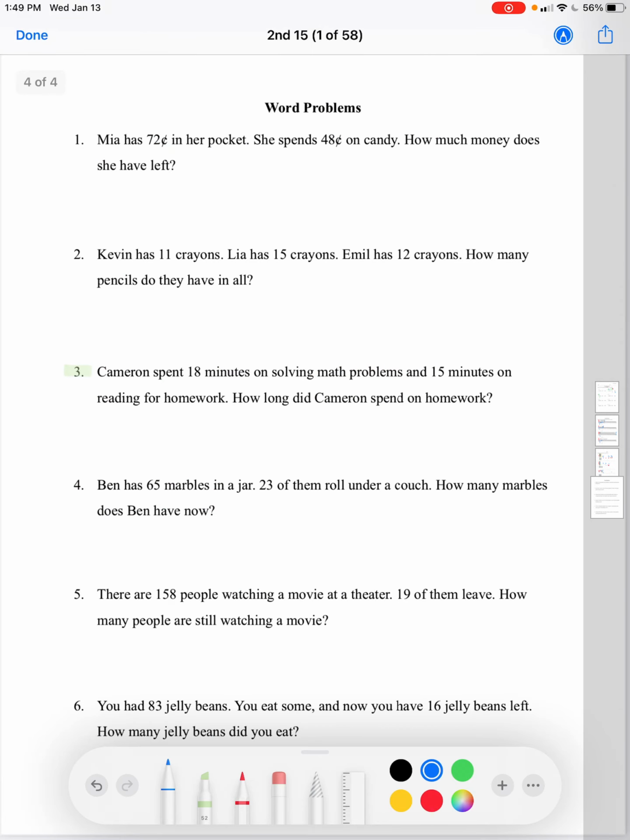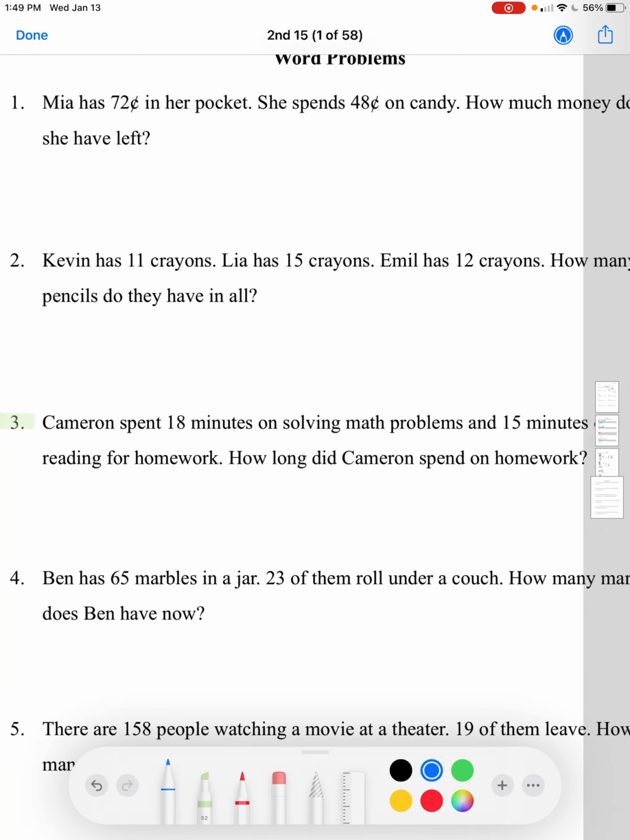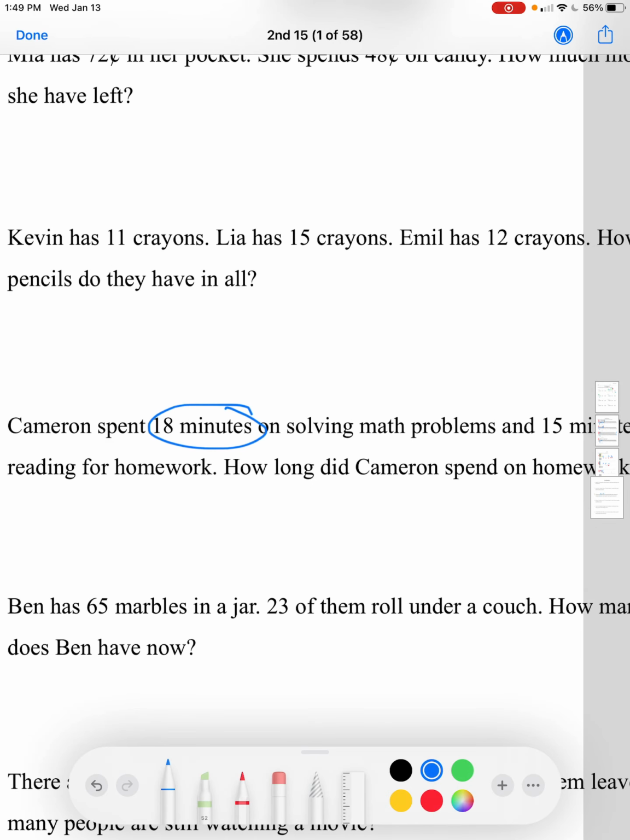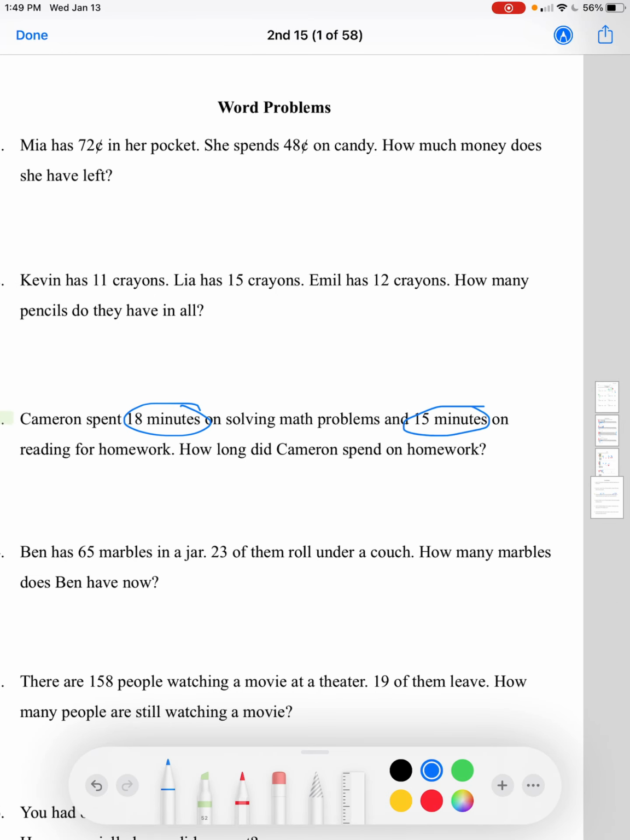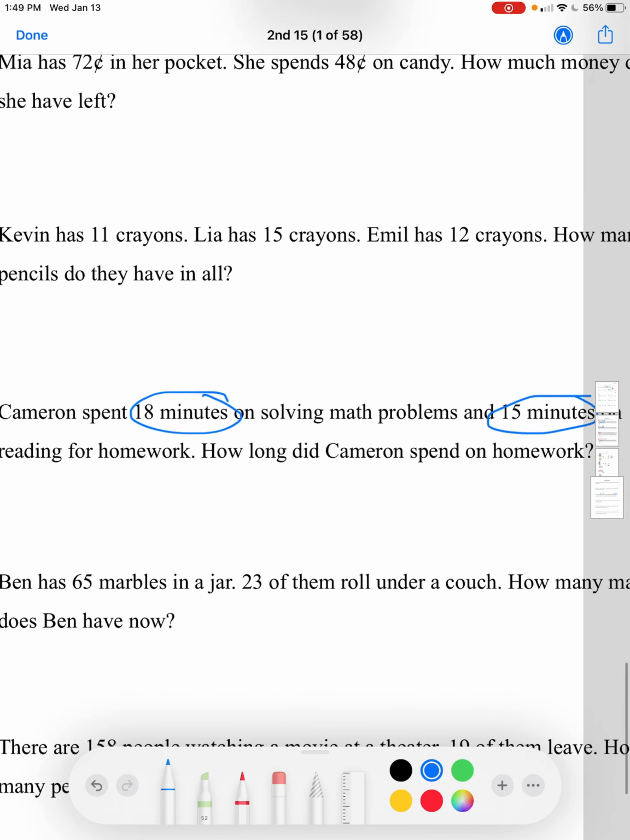And we'll move on to word problems, our last section. Let's do number 3. Cameron spent 18 minutes on solving math problems and 15 minutes on reading for homework. How long did Cameron spend on homework? So let's circle the math parts of the question that were given. So Cameron spent 18 minutes on math problems and 15 minutes on reading. So if you want to find out the total amount Cameron spent on homework, we're going to have to add.